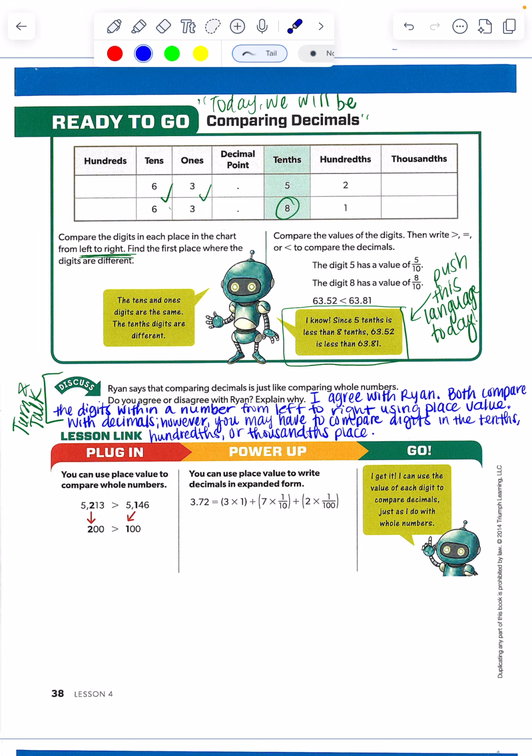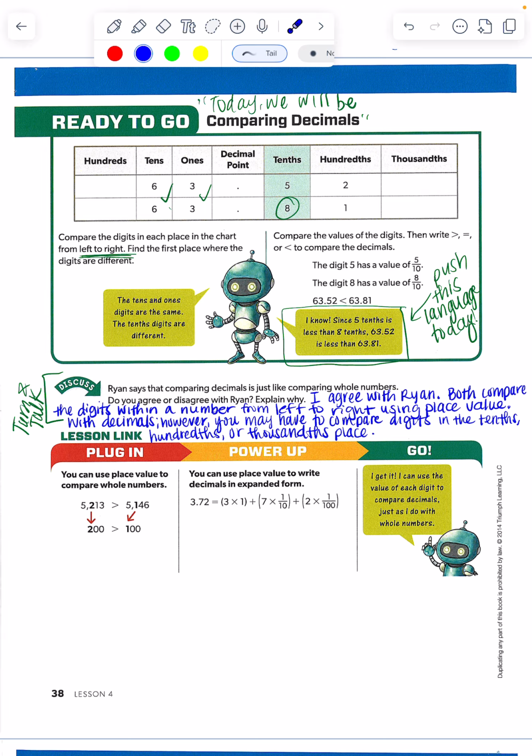Give them 1 minute to write and then launch them into a turn and talk to see who agrees and who disagrees. Students should see that there is a correlation between comparing whole numbers and comparing decimals, because both of them compare digits within a number from left to right using place value. They did that yesterday. With decimals, the only thing that's different is that they will have to compare other place values beyond the ones place, or smaller than the ones place. So the tenths, the hundredths, and the thousandths, okay?